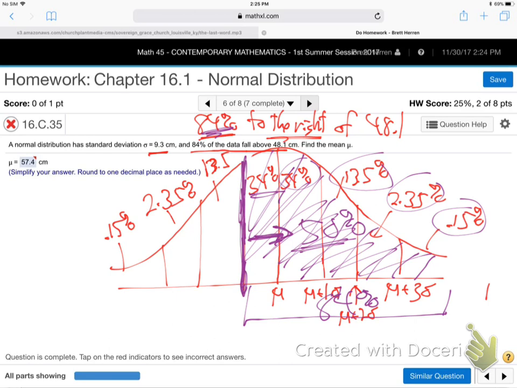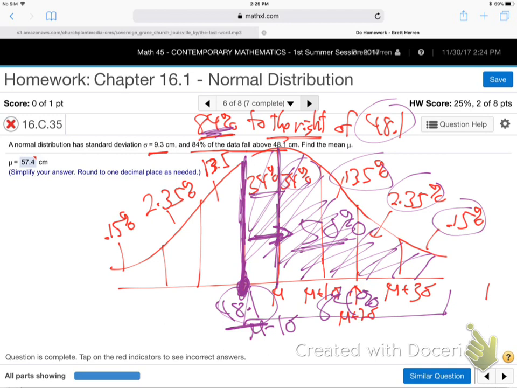Okay, so what? So that means I'm right here, and that's the 48.1. Remember, 48.1 is not a percentage, so it's a number on the bottom. So 48.1 must be right here. Well, this is the middle. This is mu. So what is this spot? Mu minus 1 sigma. It's 1 sigma to the left of the middle.